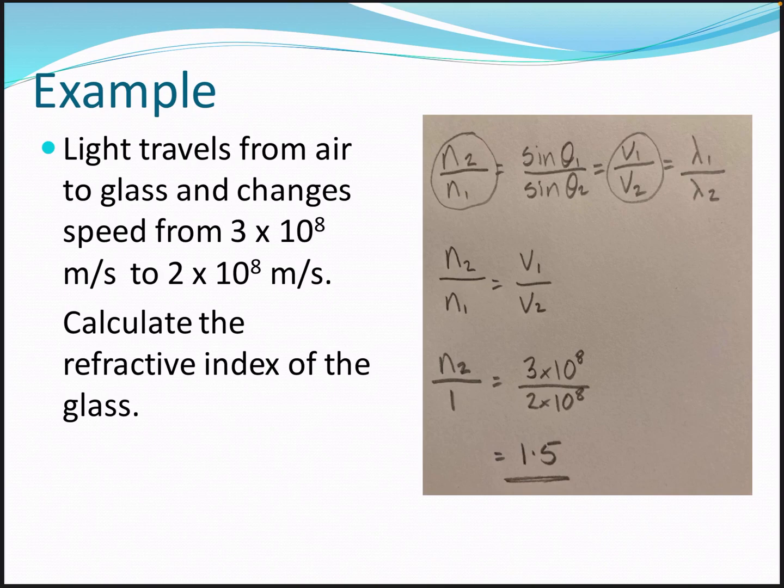Stick the numbers in. 3 times 10 to the 8 divided by 2 times 10 to the 8 gives us a refractive index of 1.5. Refractive index, remember, doesn't have any units, so it's 1.5. Which makes sense, because if the speed is changing from 3 times 10 to the 8 to 2 times 10 to the 8, that's a change by a factor of 1.5. It'd be 1.5 times slower, so the refractive index is also going to be 1.5.